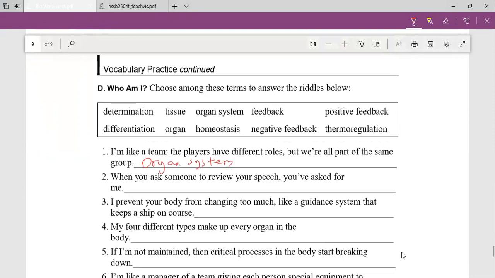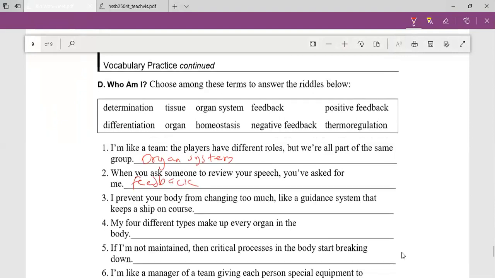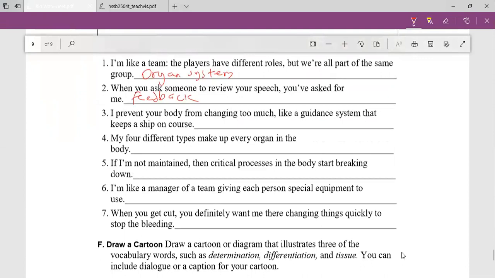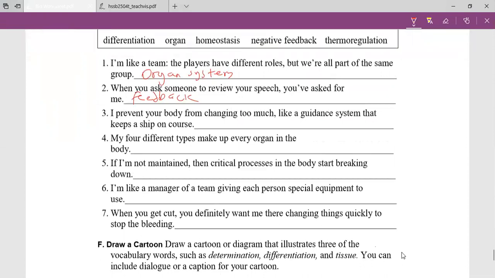When you ask someone to review your speech, you ask for feedback. Give me feedback about myself. That's what feedback is. Tell me about myself. Am I doing good? If not, let me know. Let me fix myself.